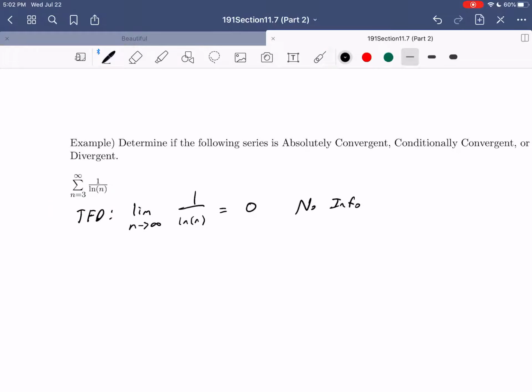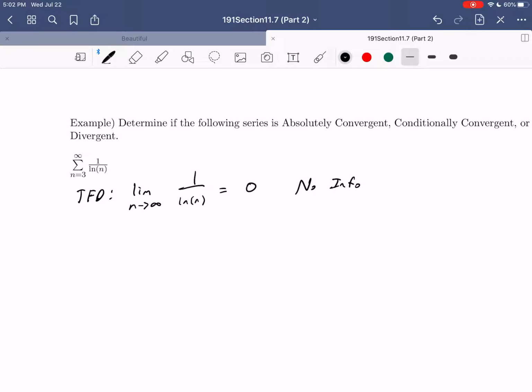How can we check that? Well, you can do it several different ways, but probably the easiest is a direct comparison with that sum 1 over n, which we know diverges as a p series.